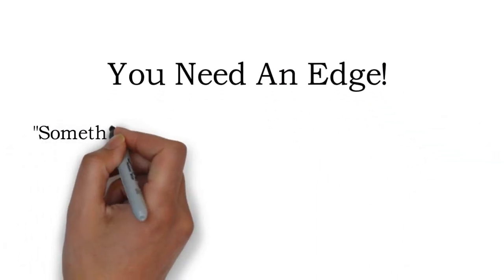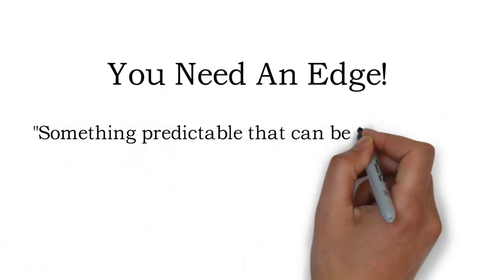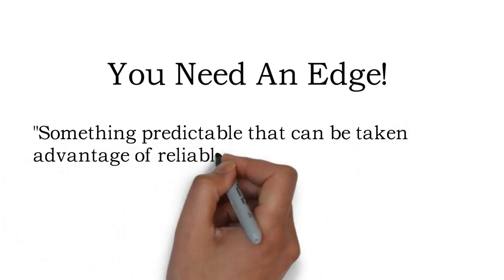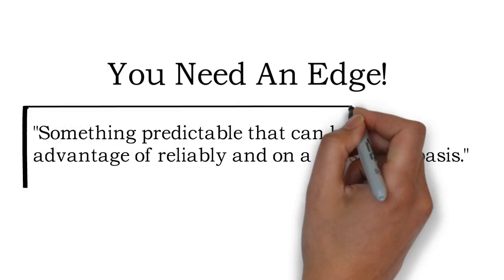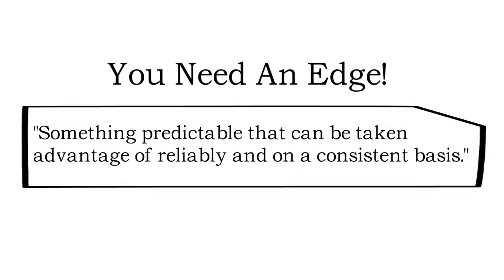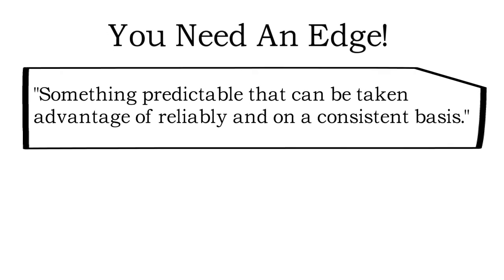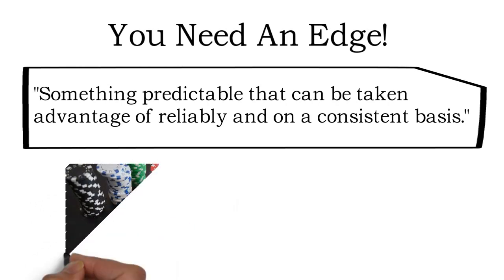With the real and true edge, I mean something predictable that can be taken advantage of reliably and on a consistent basis. If it's not reliable or doesn't occur more than once, you can't really develop a trading strategy about it. Let's say one thing happens once and it's predictable, then you can't trade off of this one thing over and over again because it only happened once. That's why it has to happen multiple times, be reliable, and occur on a consistent basis.